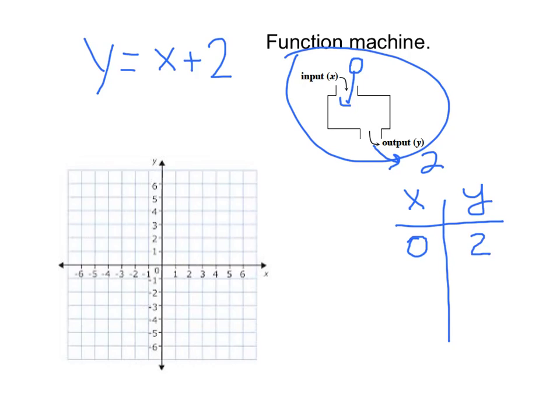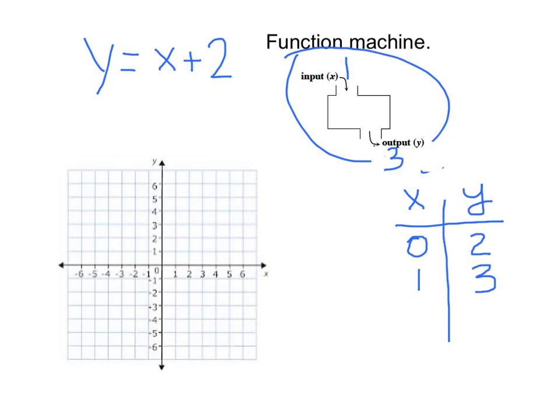All right, so let's pick some more values for x. Let's say I let x equal 1. Okay, so if x equals 1, again, I could think of it as the input value. I'm putting it into this function machine, and I'm going to add 2 to the number 1. So if x equals 1, y would equal 3. That would be my output. Okay, let's pick a couple more points.